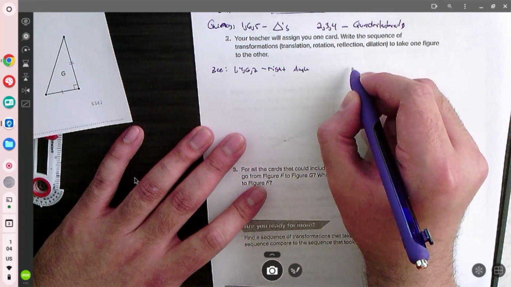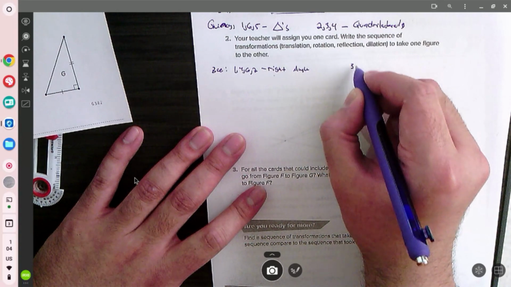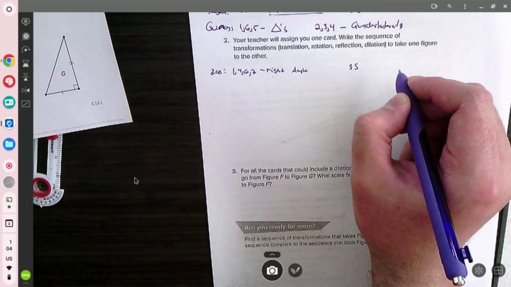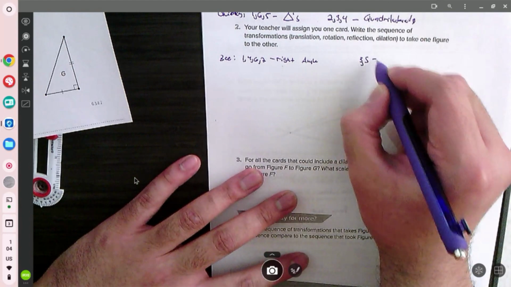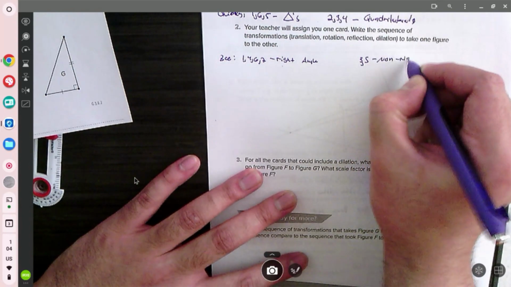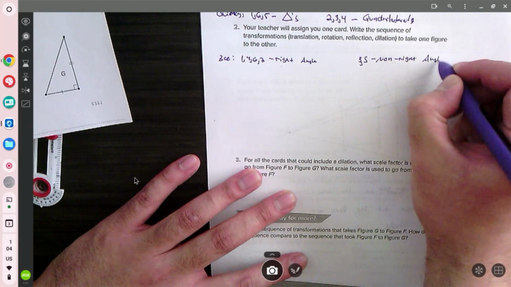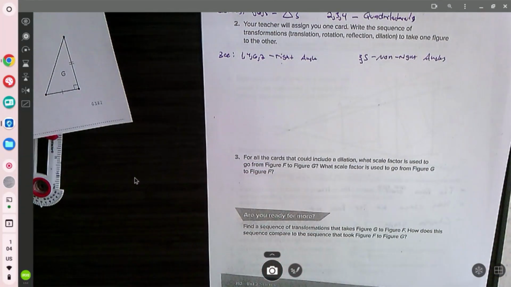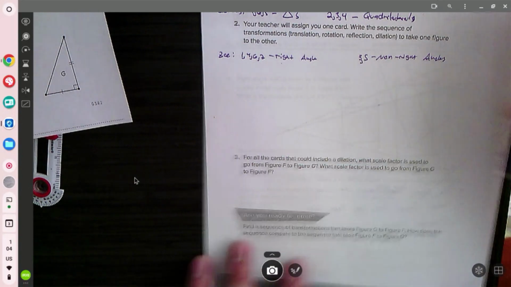They are not right angles. So that would be 3 and 5? Yeah, those are the only two, right? So 3 and 5, non-right angles. Awesome job, Zoe. Okay, so if you had something different from these 3 people, don't worry.